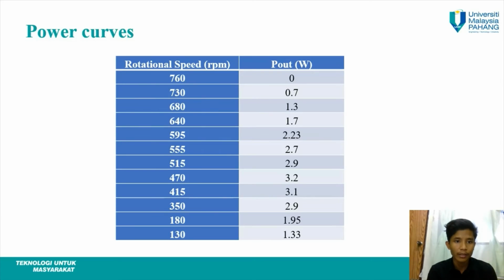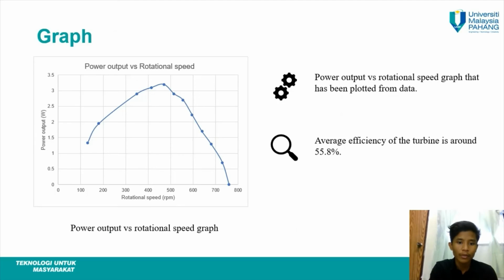The next data that we get is about the power curve. In this table, we have rotational speeds in RPM and also the power output in watt. From this data, we already have a graph. It's about power output versus rotational speed graph. This graph shows power output versus rotational speed that has been plotted from the data given from the slide. And also the average efficiency of the turbine is around 55.8%. Last one is we get the maximum power output is 3.2 watt at 470 RPM.